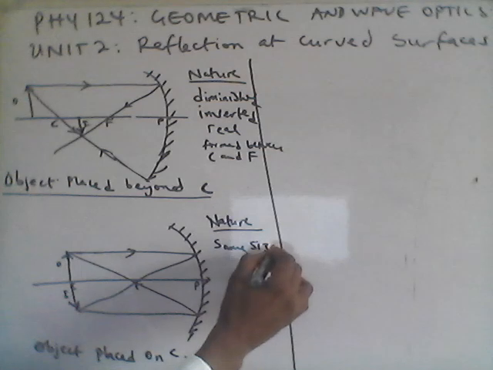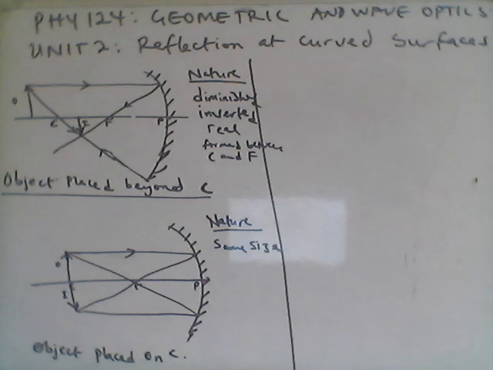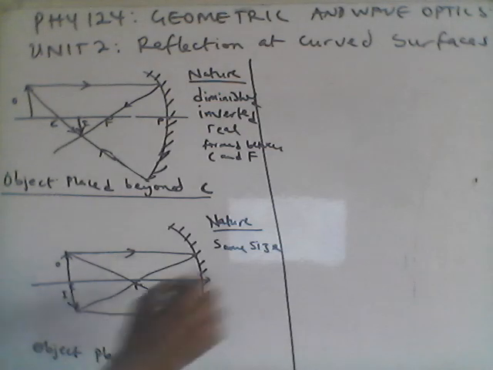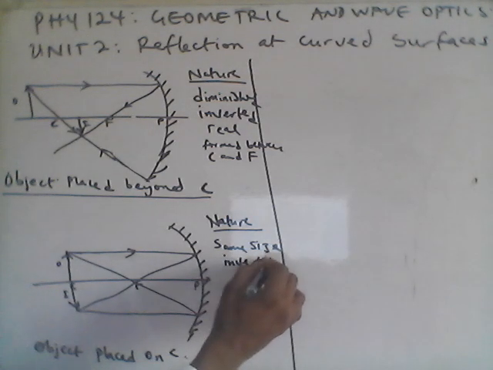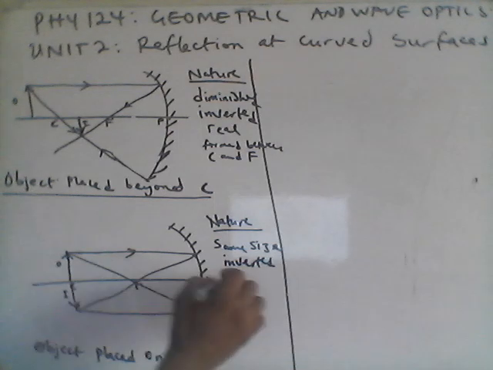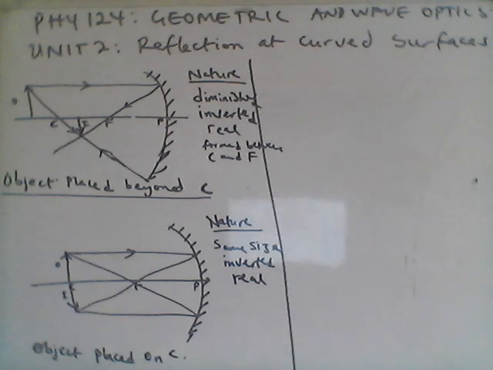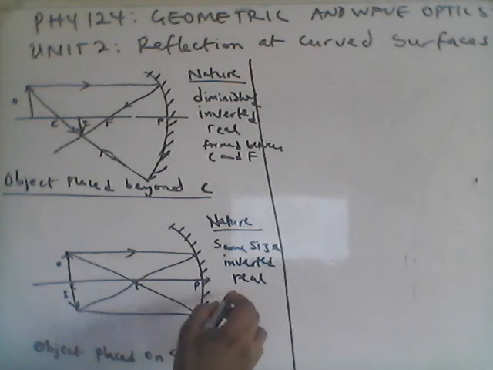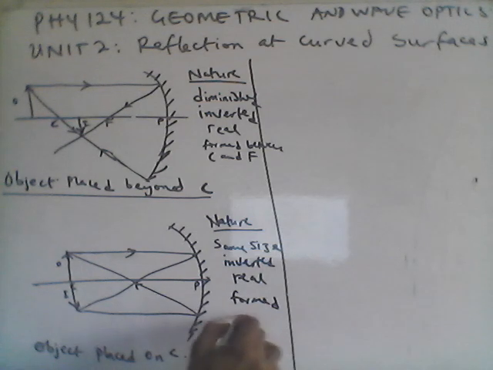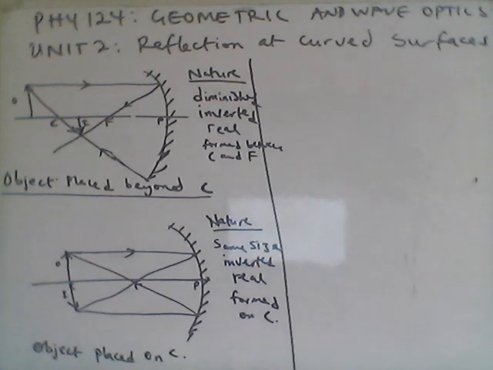So they might ask you, what's the nature of the image formed when an object is placed on C before a concave mirror? You say number one is same size. Number two, it is inverted, upside down. Number three, it is real. Why is it real? It is formed before the mirror, and the position of where it's formed is on C. So this is the nature of the image formed when the object is placed on C.